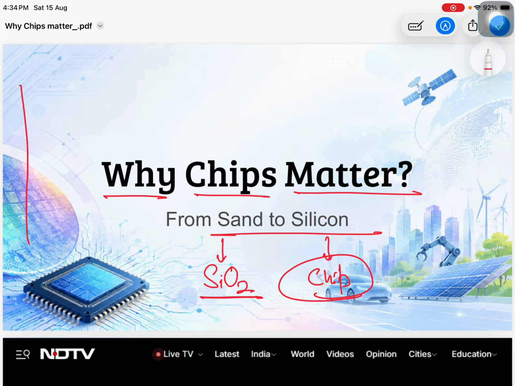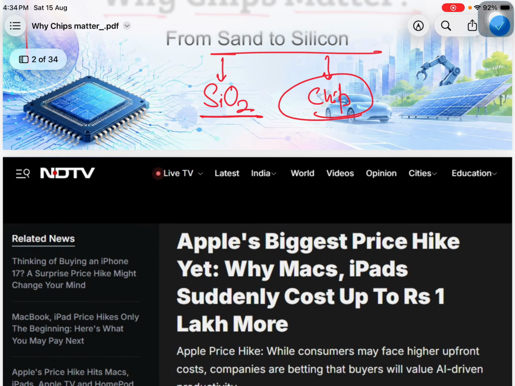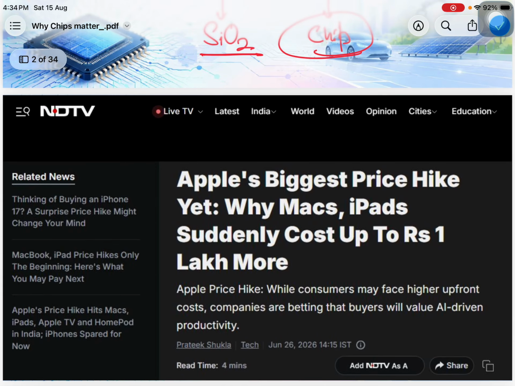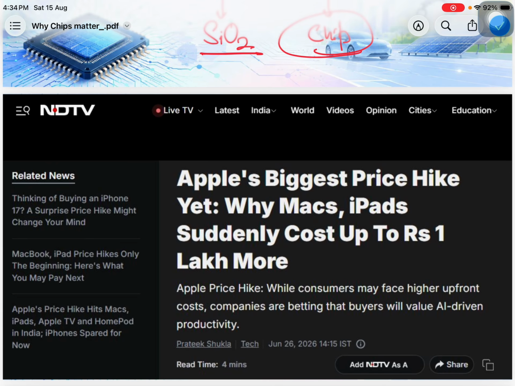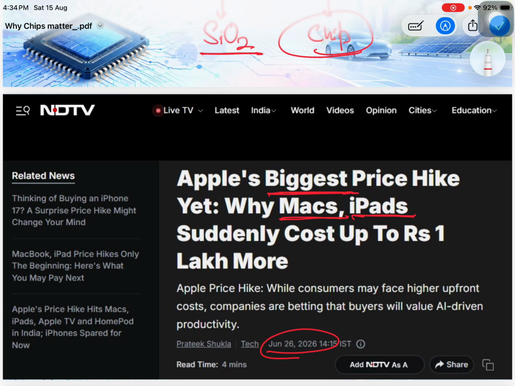So, let us begin. Here we can see a snippet of the NDTV website, and this is quite recent news of 26th June. Apple's biggest price hike yet. Why do Macs, which are MacBooks, and iPads, which many of you I believe use in your daily activity, suddenly cost up to 1 lakh rupees more? Alright, so most of you already know this news.